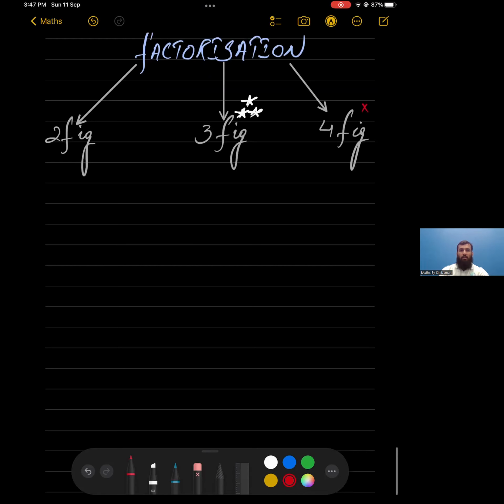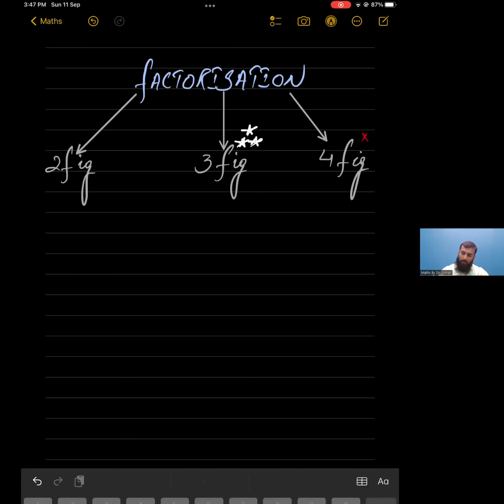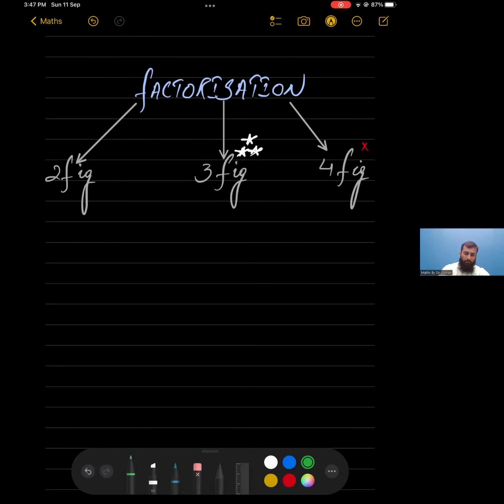So in factorization, whenever you are being provided with 2 figures, there are two possibilities: you could either just take out the common factor directly, or you are required to solve it with the third identity.